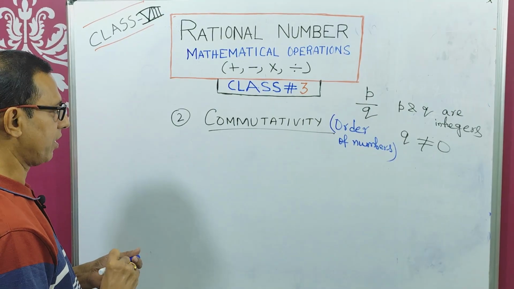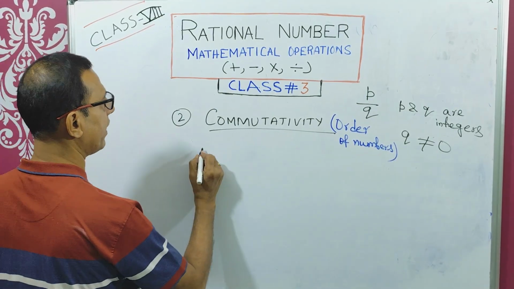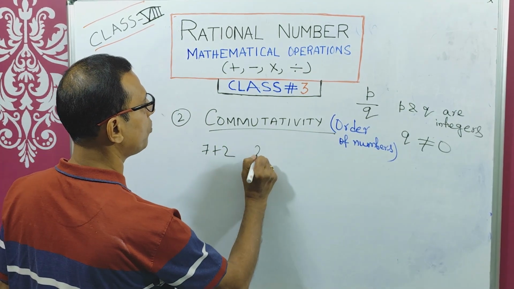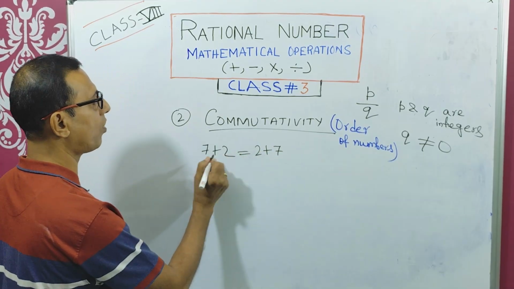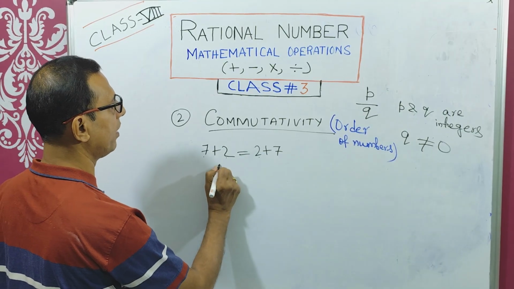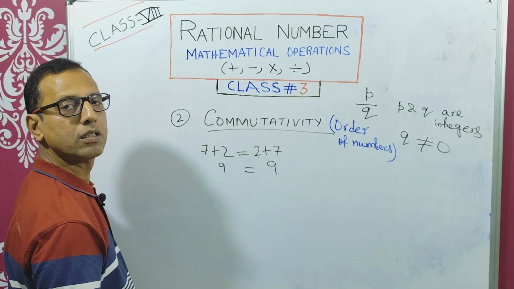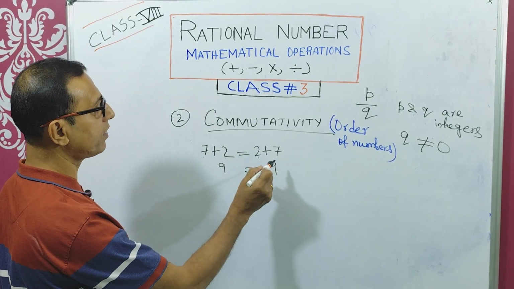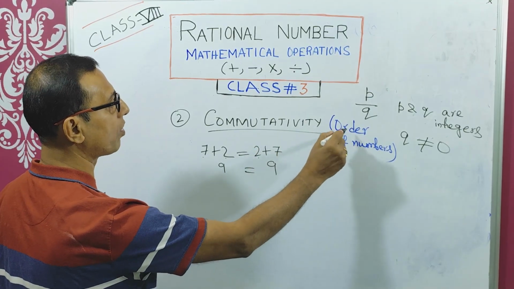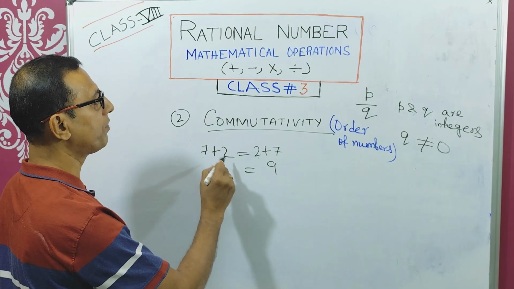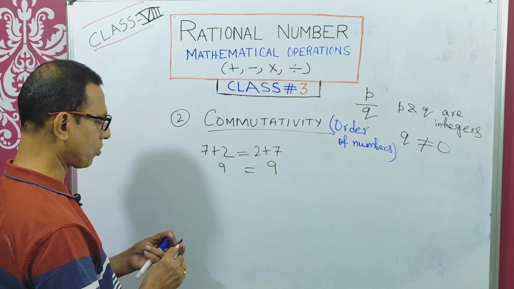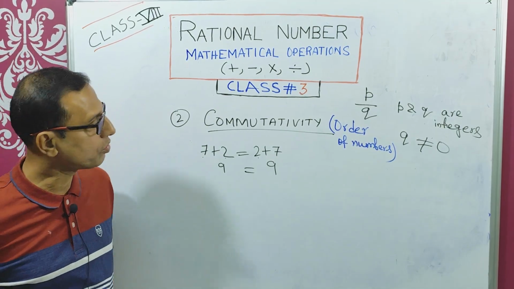So for addition, if I change the order, let's say 7 plus 2 versus 2 plus 7, both are equal. If I change the order, 7 first, 2 second, here 2 first, 7 second, it doesn't matter. In both cases it returns the result 9. So if you change the order, there is no change in the result. If you change the order of numbers and the result doesn't change, that means it supports commutativity. That means addition supports commutativity.